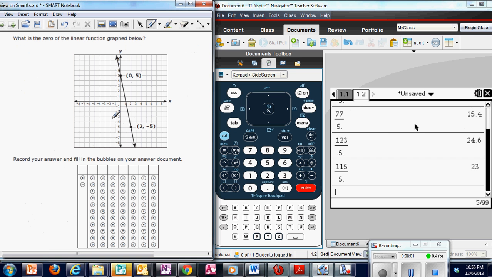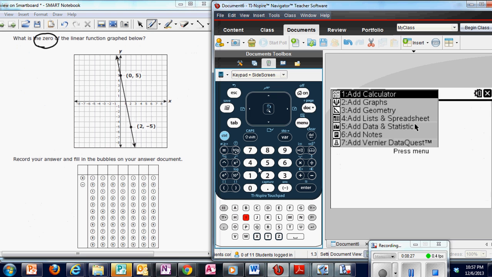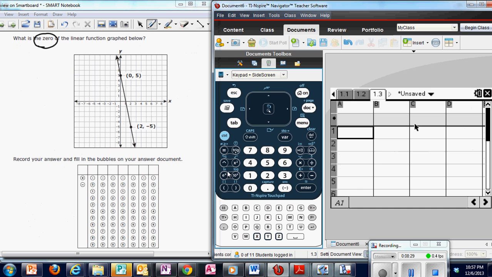What is the zero of the function graph? This is another one that's real straightforward. We can go ahead and take these 2 points, put them into the calculator, graph it, and trace our graph. So let's start off by inserting a lists and spreadsheet. So Control I, 4 for lists and spreadsheet. And I'm going to stack these points up. Enter the x values first, 0 and 2. And then enter the y values, 5 and negative 5.